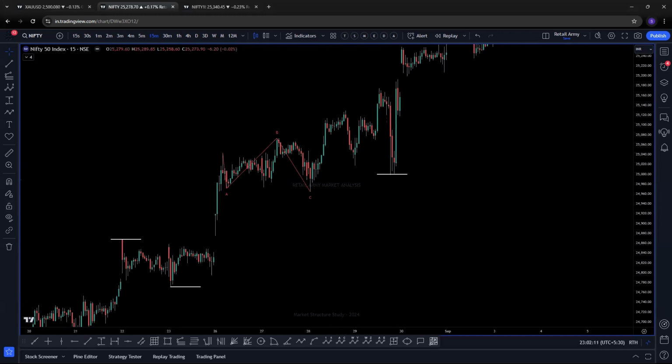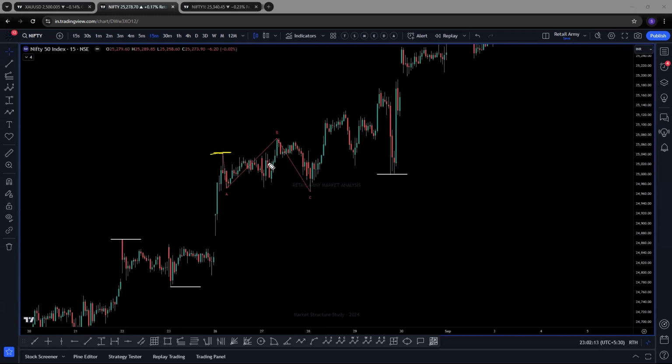Here, very simple. If this is an ABC irregular flat pattern, then what? Before that, I see a sharp trending move. So this can be some degree of wave 4, correct? This can be some degree of wave 4. All right, so in this case, I see a sharp move from here. So where is 3.4? I can't see 3.4. So for now, I'll take this as 3.4.